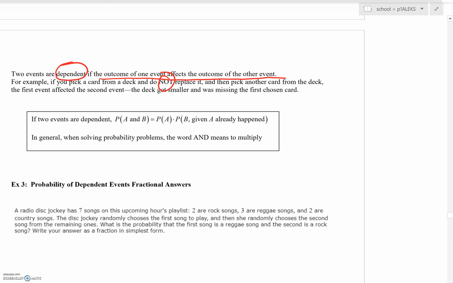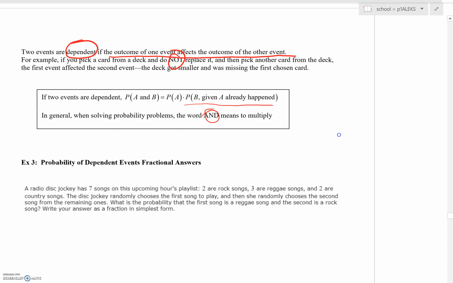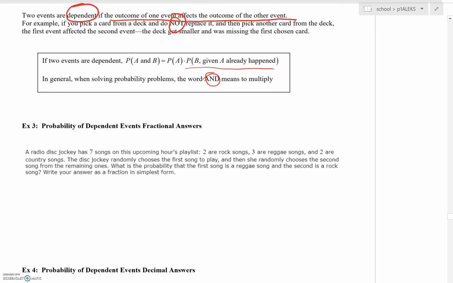So if two events are dependent, the probability of A and B is the probability of A multiplied by the probability of B, given that A already happened. Again, we're still going to multiply. We're still going to multiply, but you're going to see things are going to change. So let's read example 3 here.